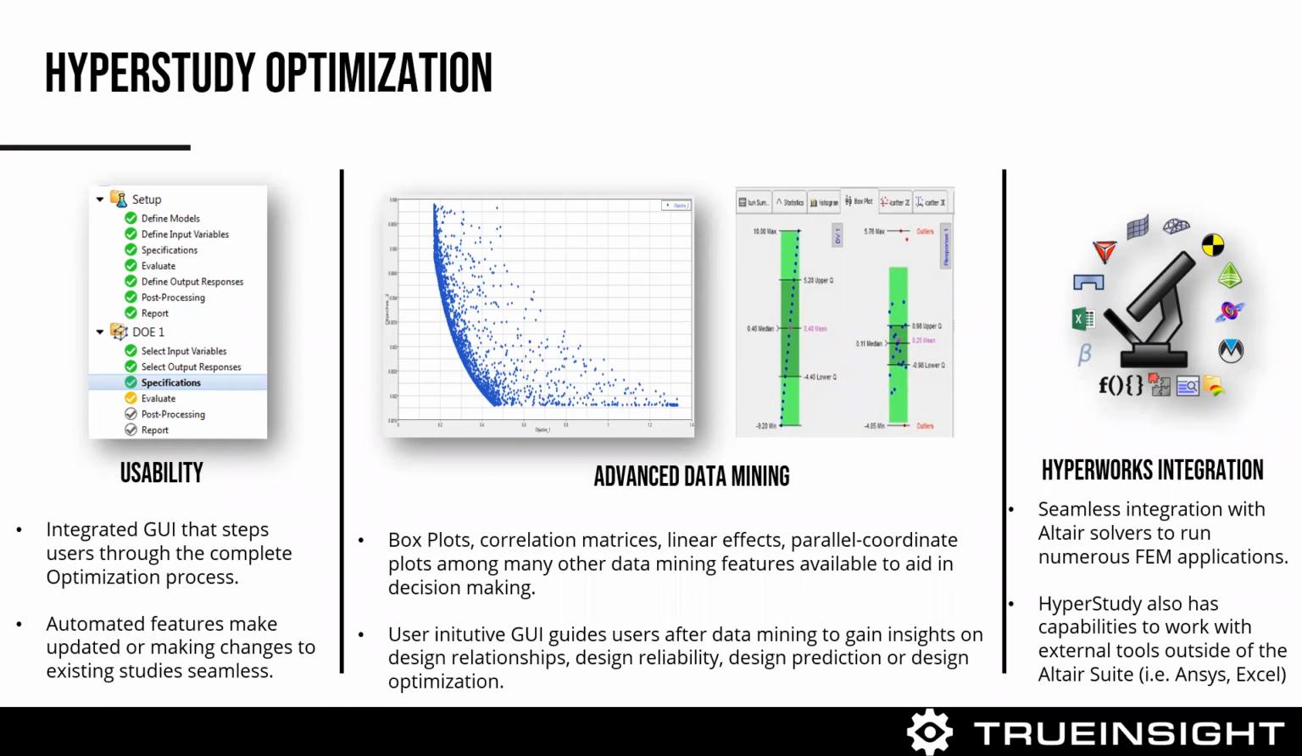OptiStruct. But one of the other cool things within the actual Altair suite is another type of optimization. It's based more around a design exploration approach, meaning that I set up one FEM study, in this case an OptiStruct static study, and then I can export that FEM study to HyperStudy. HyperStudy will actually run all the cases for you. But the useful thing about it is it has some advanced data mining where you can track some plots and correlation matrices.